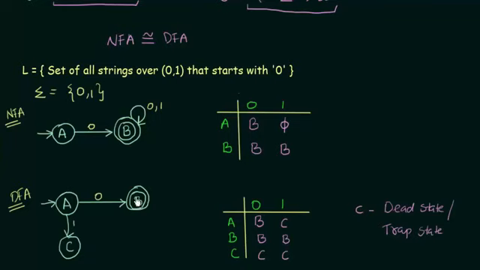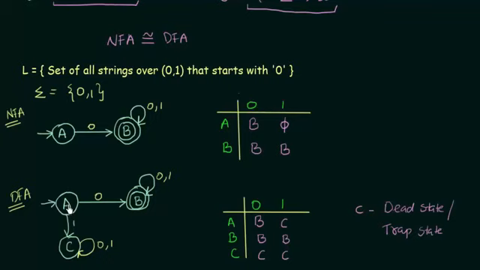Alright, and B on getting input 0 and 1, it stays in B itself. And let's come to state C. C on getting input 0 and 1, it stays in C itself. So here I have the complete DFA.